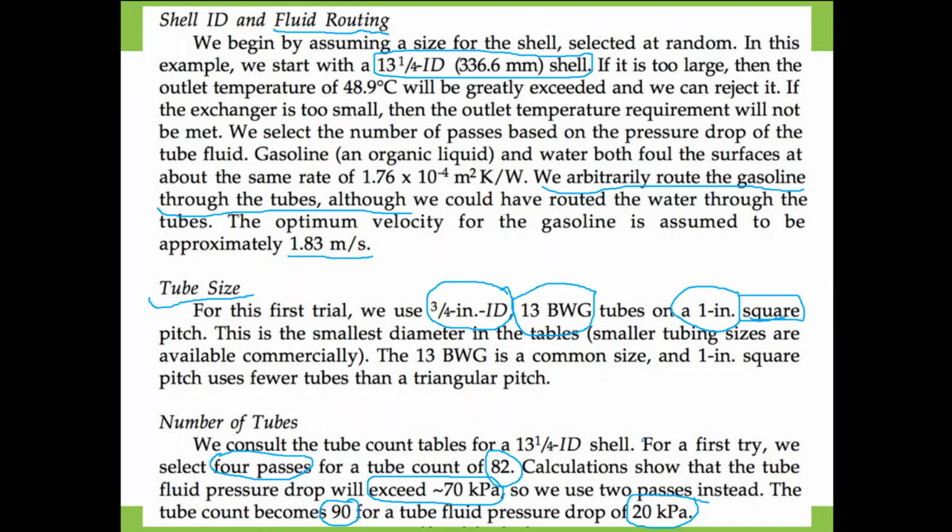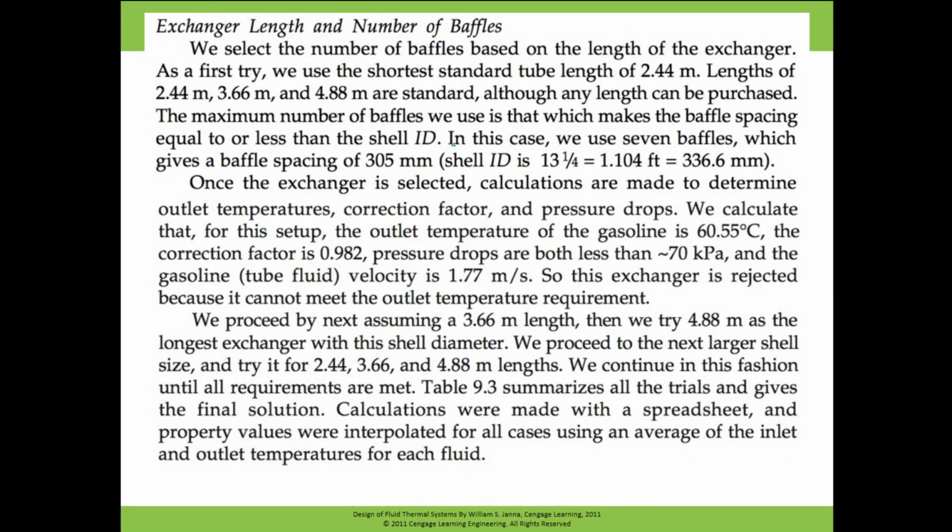And so what is the next step? The next step is that you have all the dimensions for the shell and all the dimensions for the tube side, and we have the available length. The lengths available for the heat exchangers are 2.44, 3.66 and 4.88 meter.